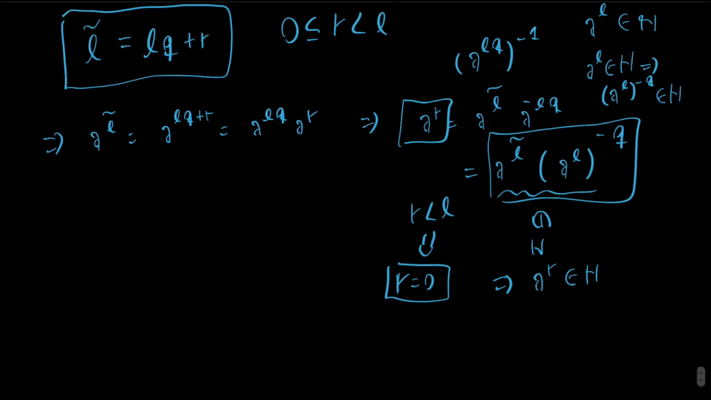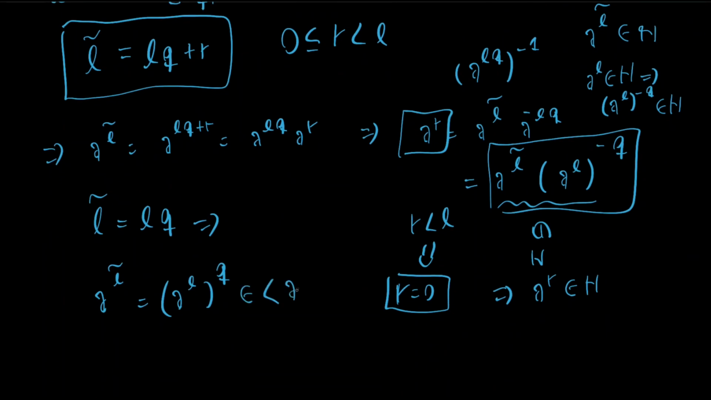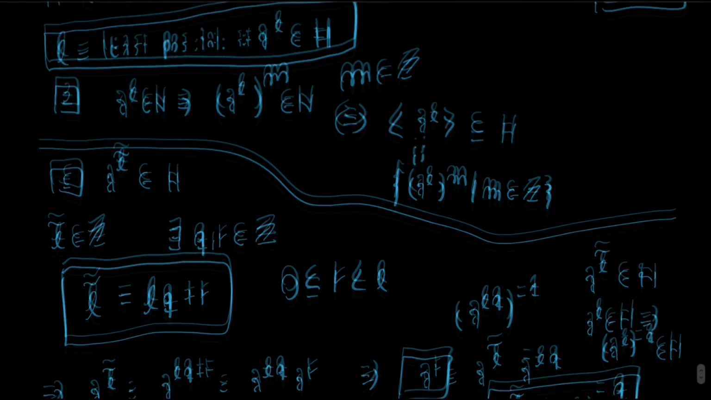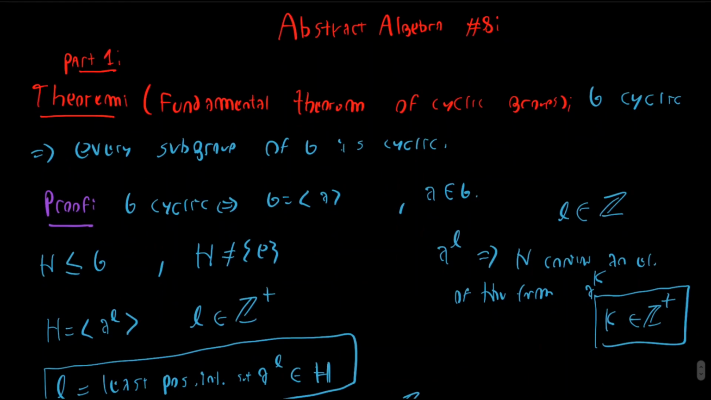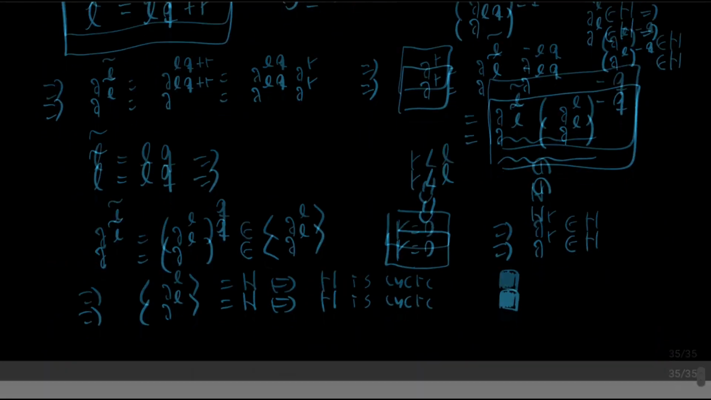And so what follows from this is that we can write L tilde as L times q. Okay, but then we get that a to the L tilde can be written as a to the L to the q. But then this is just trivially an element of the cyclic subgroup generated by a to the L, being a power of a to the L, in particular the power of a to the L to the q. And so from this it follows that the cyclic subgroup generated by a to the L is equal to H. In other words, H is cyclic. And this concludes the proof for this fact. In other words, we have just proven that every subgroup of a cyclic group is cyclic.